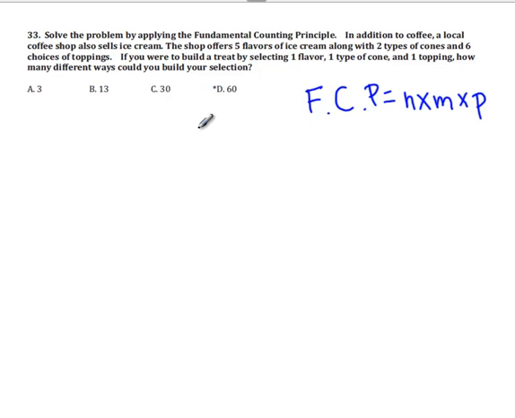So this is the fundamental counting principle. We have 5 flavors, we have 2 kinds of cones, and we have 6 kinds of toppings. If we multiply that together, we get 10 times 6 is 60. So there are 60 different ways that you could build your ice cream cone.